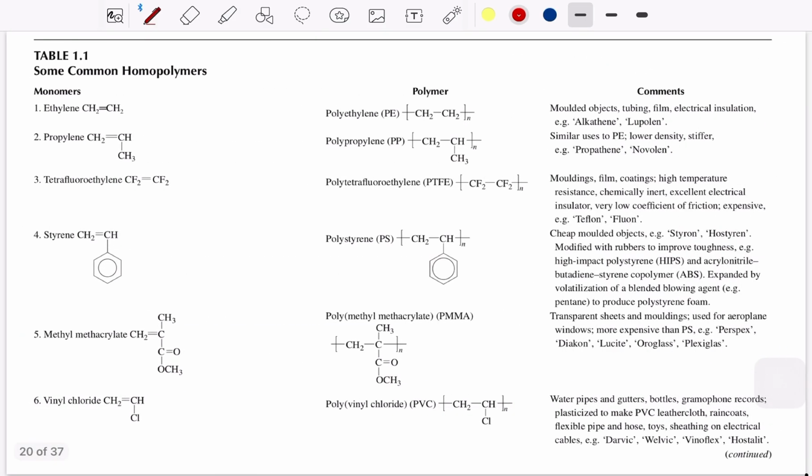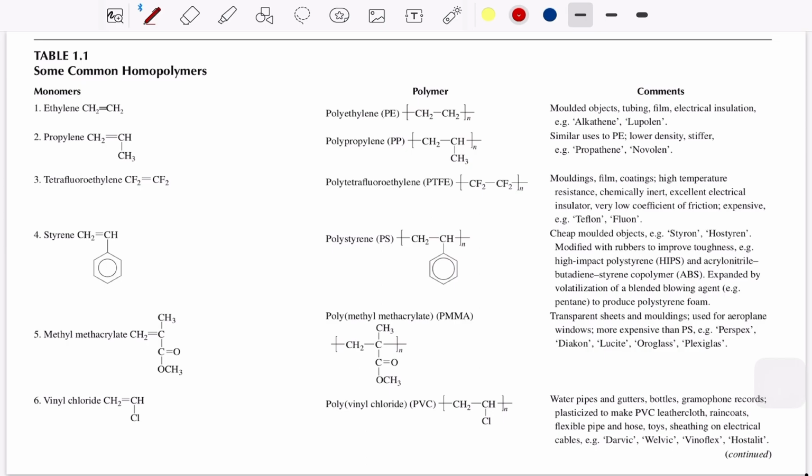Some examples here, similar to before. We consider the table also as homopolymers. You can see some comments for each polymer. For example, ethylene is used for film, for molded objects, for tubing, like a hollow tube, and for insulation, I think for cables as well.